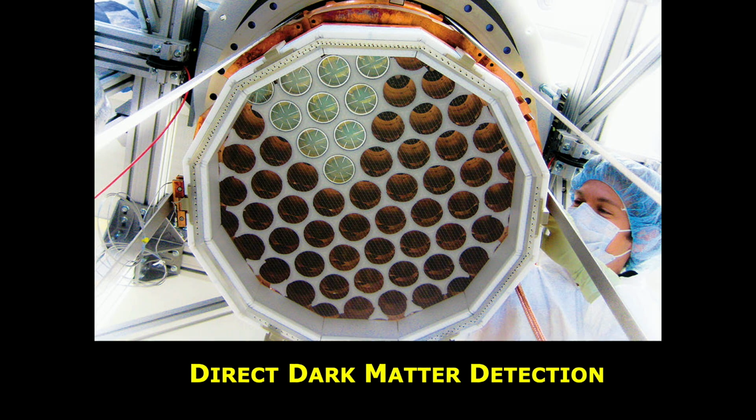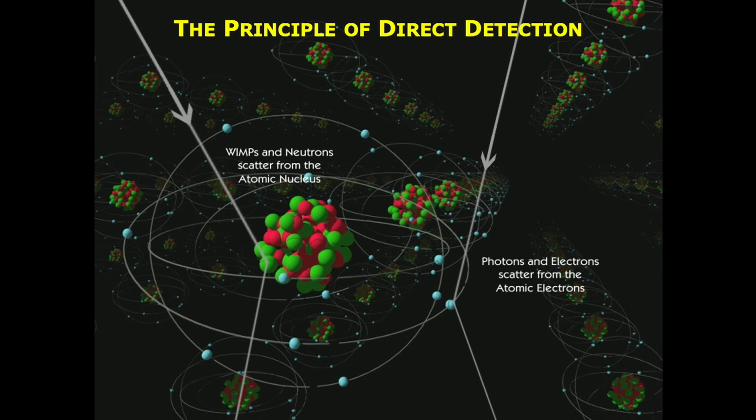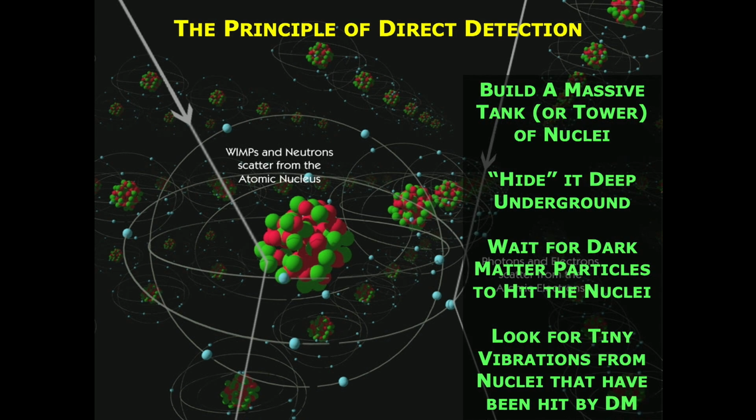This is called direct dark matter detection. It has very cool detectors. I'm going to show you a lot of pictures now. The idea here is that dark matter particles will interact with the atomic nuclei. And the recipe is build a massive tank or a massive tower of nuclei, hide it deep underground, wait for the dark matter particle to bump into one of your nuclei, and it's going to be extremely rare. Look for the recoil on the nucleus, so the tiny vibrations from the nucleus that has been hit by dark matter.